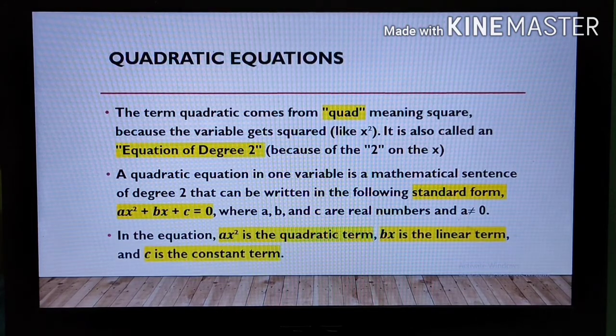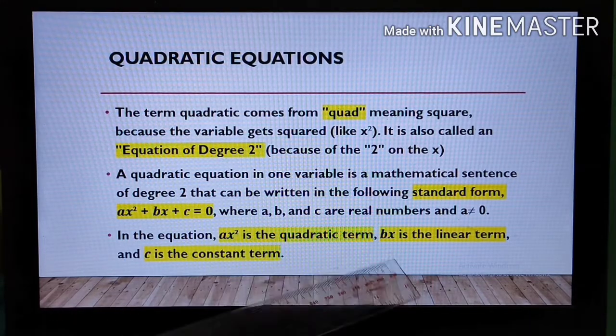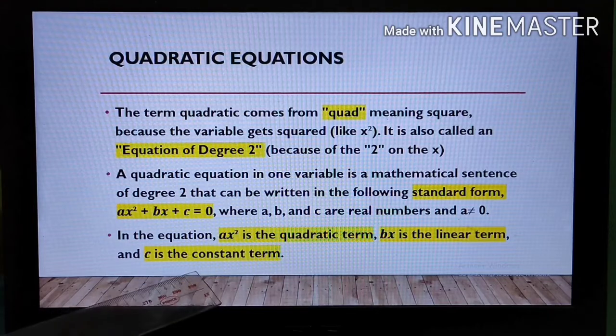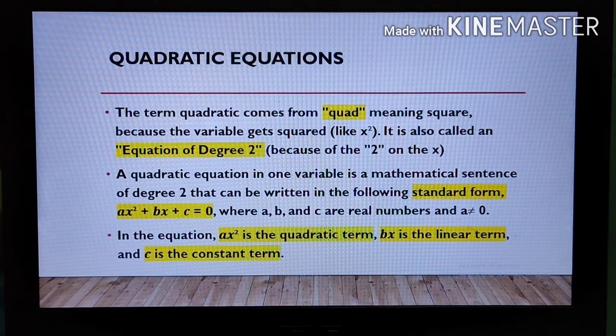Okay, in the equation, ax squared is the quadratic term, then bx is the linear term, c is the constant term. So ito lang ang tatandaan nyo, class. The given equation is quadratic if the highest degree is 2. So kapag ang given na equation, ang pinakamataas na exponent is 2, that means na ang equation na yan is quadratic. So yan ha.